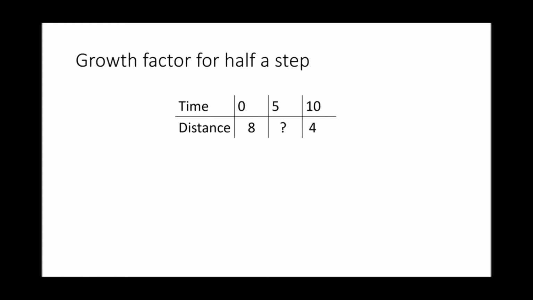Now it's not linear, so it's not going to be 6. Instead, we're trying to find a certain step that if I do it times that number and times that number again, I go from 8 to 4. So if I do it times that number and then again times that number, I do it times 0.5.